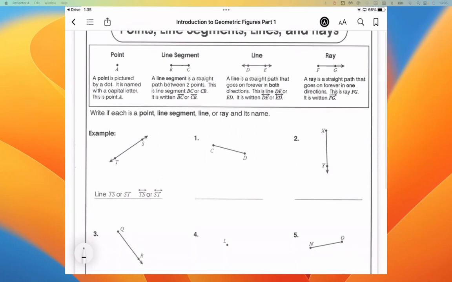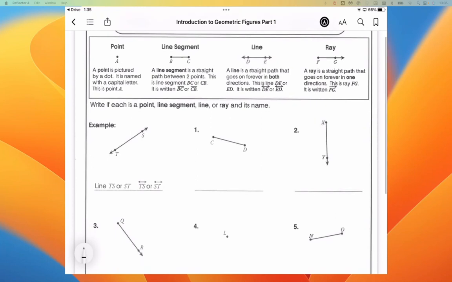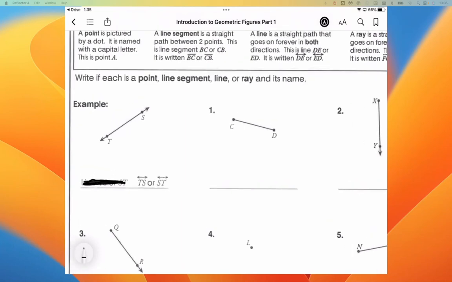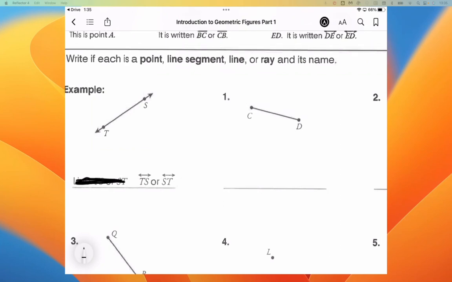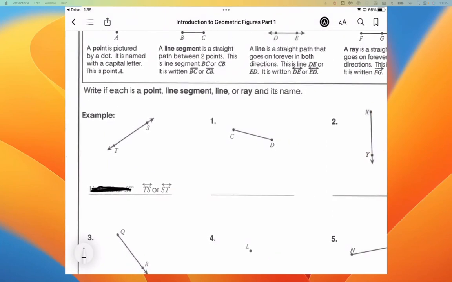And so with the example there, we see that there are a couple ways to name that line. We are actually going to ignore the one that involves using a word. And we're going to use those symbols on top, which have an arrow on both sides, denoting that it's a line. And so a line can be read either direction because it extends forever in both directions. And so that can be read as line TS or as line ST.